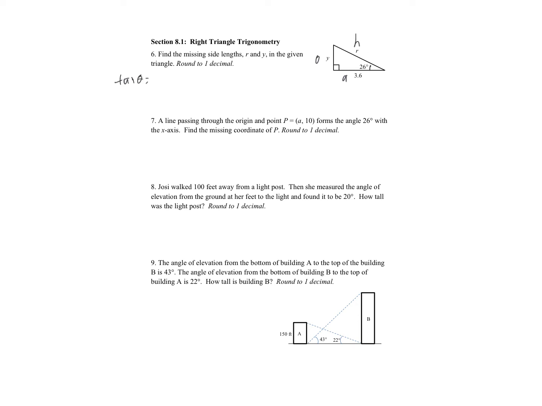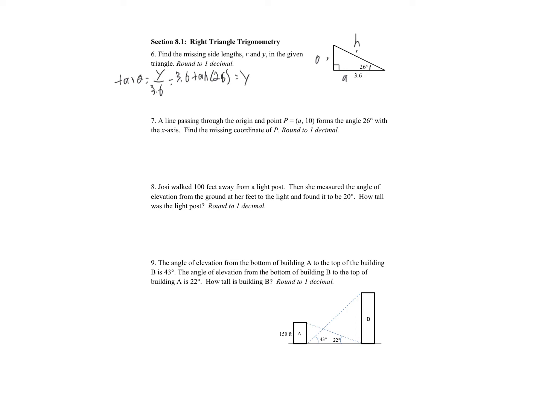So tangent theta equals our opposite, which is y, over our x, which is 3.6. And so we can multiply that 3.6 over 6 by tangent, and our theta would be that 26 degrees, which would be our y.